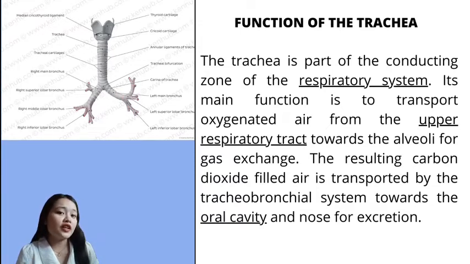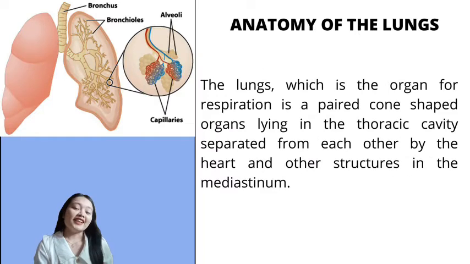And the trachea is part of the conducting zone of the respiratory system. Its main function is to transport oxygenated air from the upper respiratory tract towards the alveoli for gas exchange. The resulting carbon dioxide filled air is transported by the tracheobronchial system towards the oral cavity and nose for excretion. Next, let's proceed to the lungs.